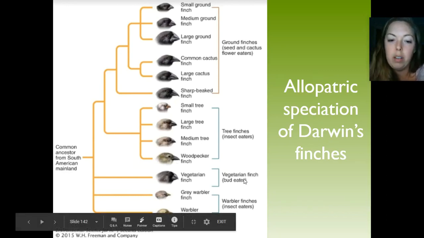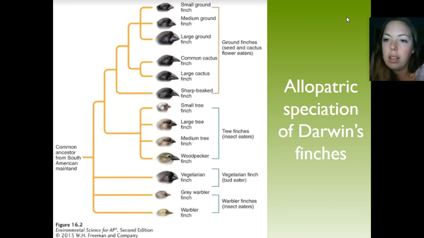The vegetarian finch, oh my God, that would be me, eats buds. And then you got the warbler finches, which would eat insects as well. So we'll do a lab in class about that, like I said.